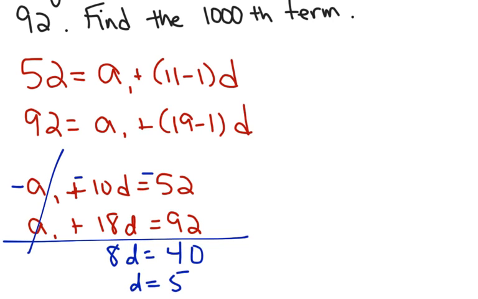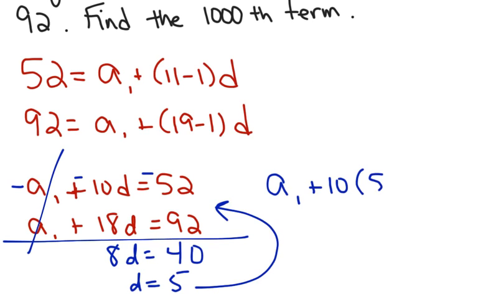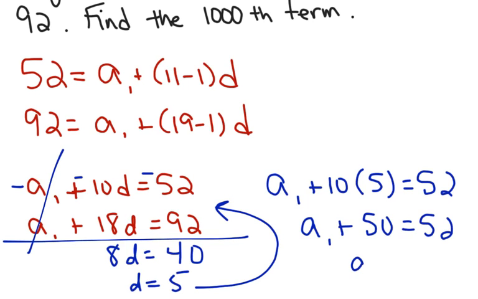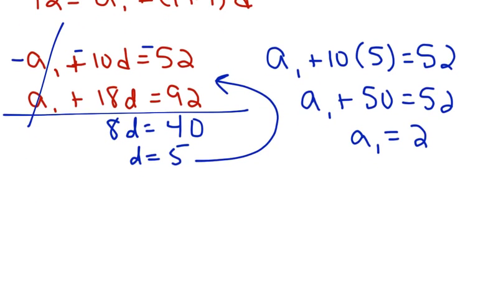To find the first term, all I have to do is plug d back into one of the two original equations, and then solve for a sub 1. I'm going to find out that a sub 1 is 2, because I'm skipping ahead, 50 is equal to 52, so a sub 1 is equal to 2. Now that you know the first term and the common difference, we can go and find the 1,000th term. Now the fourth method that you could have used was using a matrix.